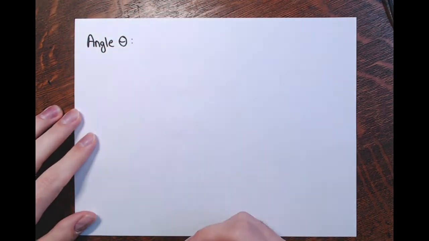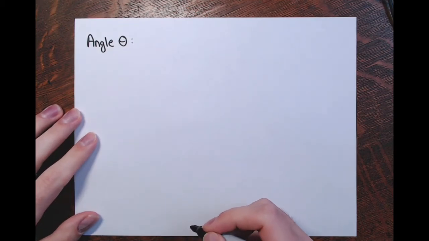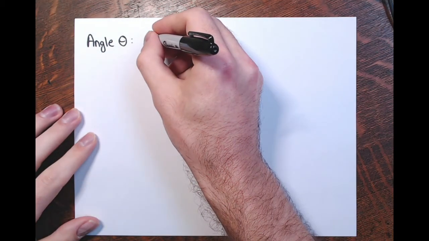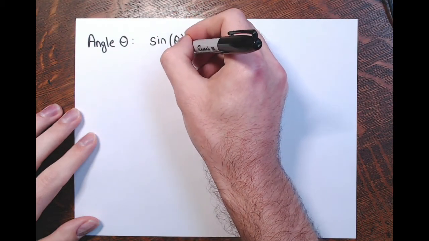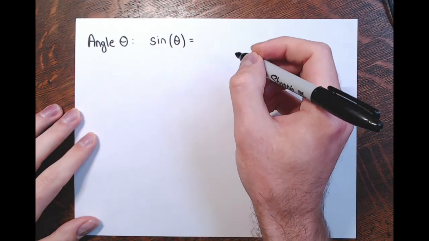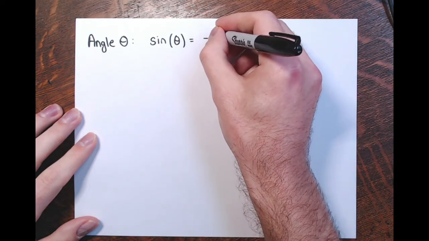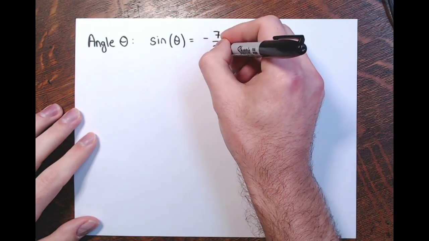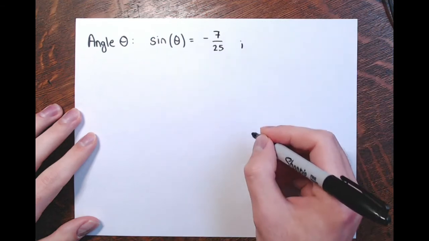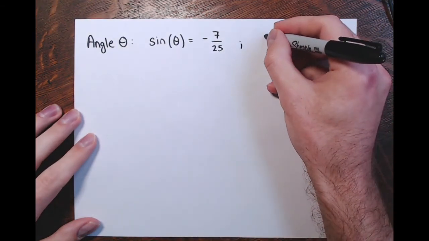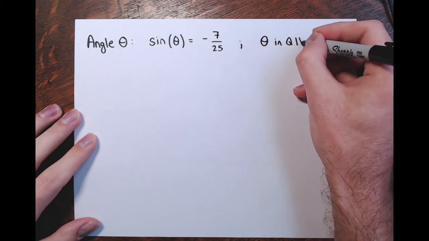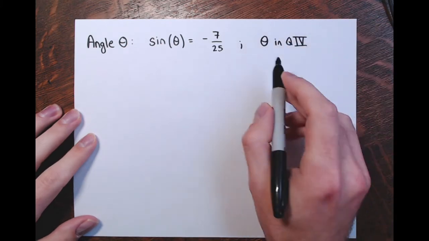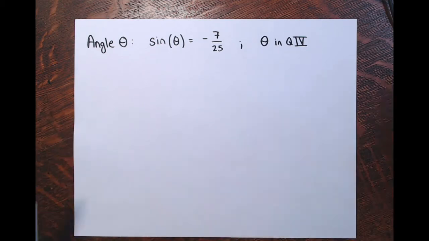All right. We're given this information about theta. We're told that the sine of theta is negative 7/25. Right. And that theta ends in quadrant 4. All right, so again, I'm going to assume that theta is a positive angle here.